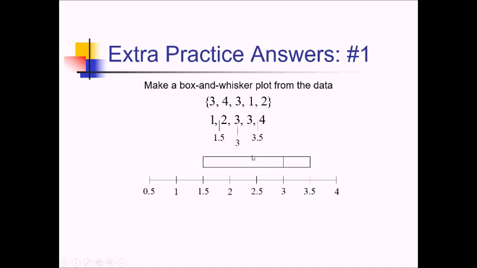So that's the middle 50% of the data. And now for my whiskers, I'm going from 1 to 4. So that's from 1 over here to 4 over there, and there's my whiskers.